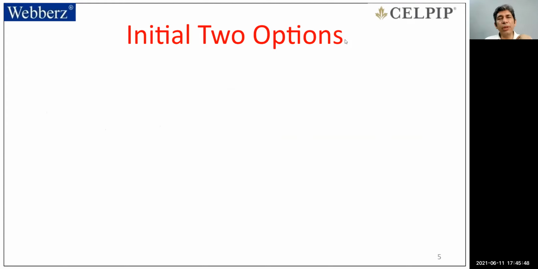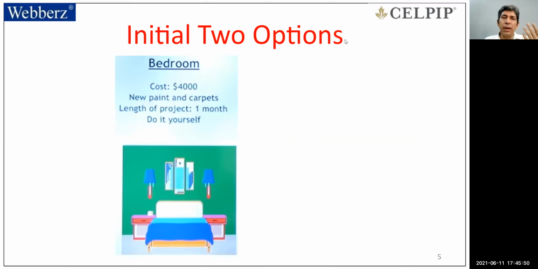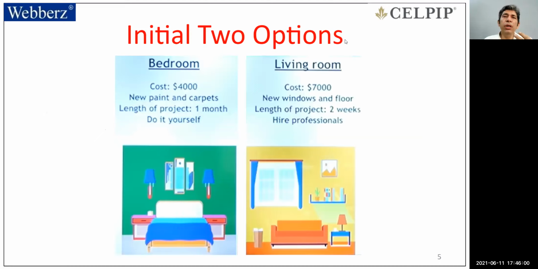The initial two options that appear on the screen are a bedroom, which costs about $4,000, where we get new paint and carpets. The length of the project is 1 month, and it is a do-it-yourself project. The living room costs $7,000, in which new windows and floor will be fixed. The length of the project is 2 weeks, and hiring professionals is mandatory here. So now I choose one. My choice is the living room. Let us see what will happen now.